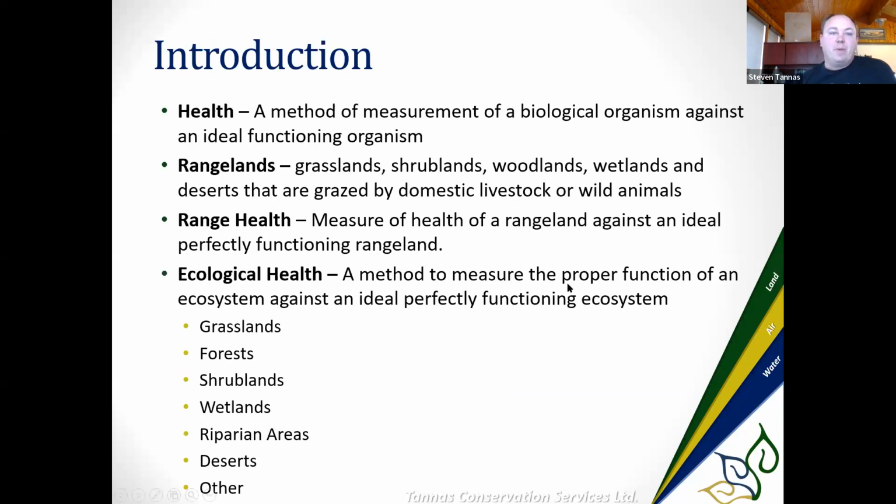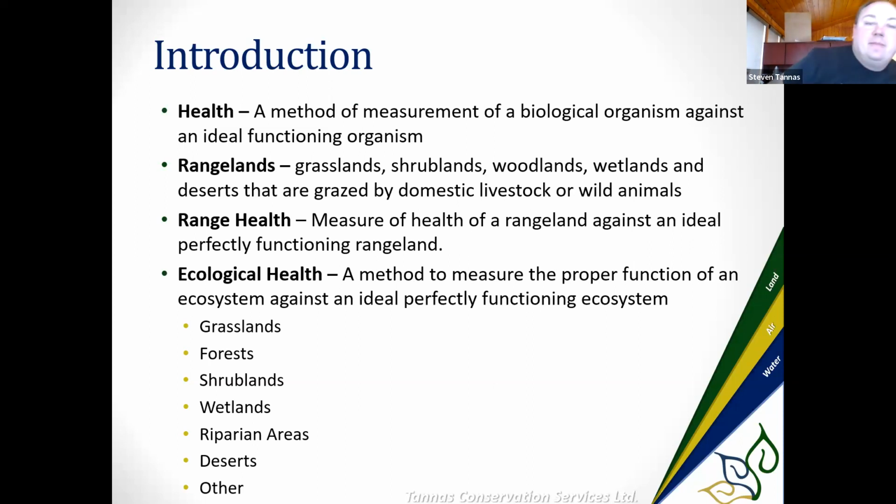Just as a background, to start at the beginning, understanding what health is: all organisms can be measured with health. With biological organisms, we're looking at the ideal functioning organism. When we look at rangelands ecological health, we're looking at a suite, a group of organisms, and whether the system as a whole is functioning. So instead of thinking of the cells in your body, we're thinking of the whole body combined.